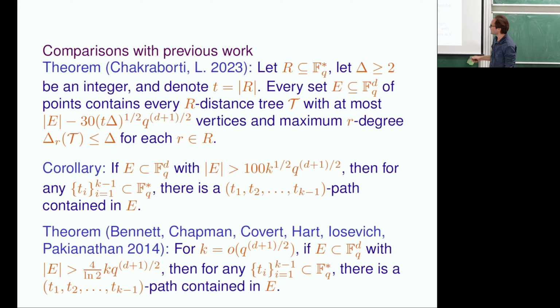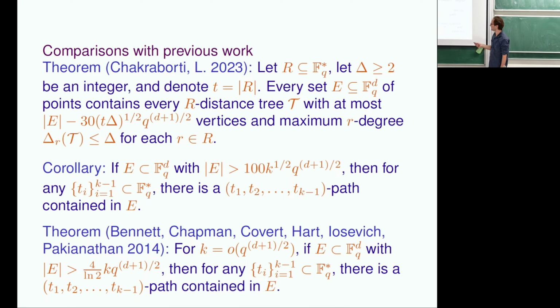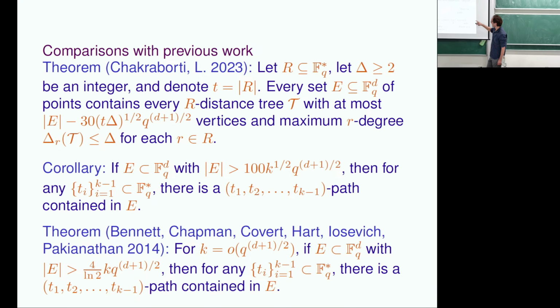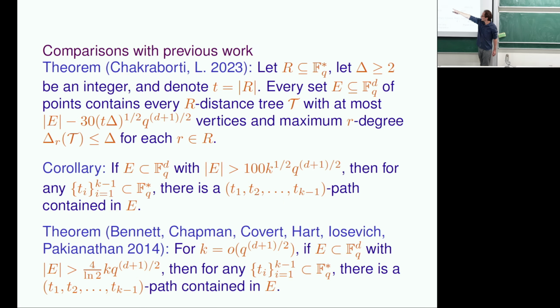But even with this restricted corollary, we still get a quantitative improvement to the previous result. Because what we have is if the size of our point set is larger than square root of k times q to the (d+1)/2, then we can find every k distance path. Whereas Bennett, Chapman, Covert, Hart, Iosevich, and Pakianathan showed that if the size of E is at least k times q to the (d+1)/2.